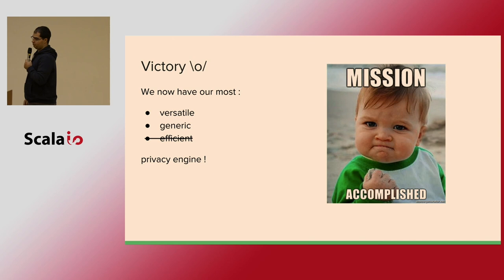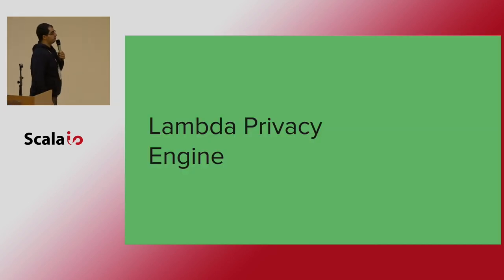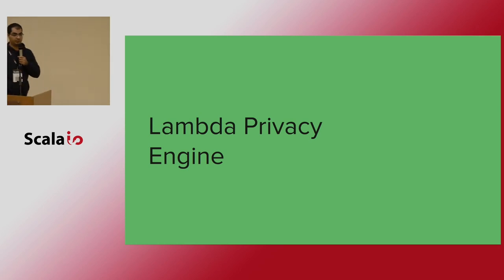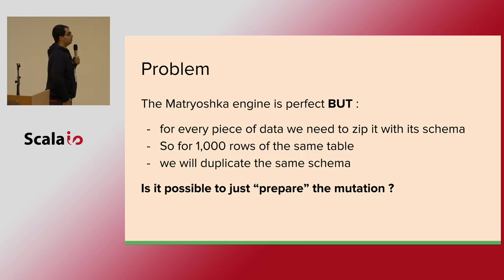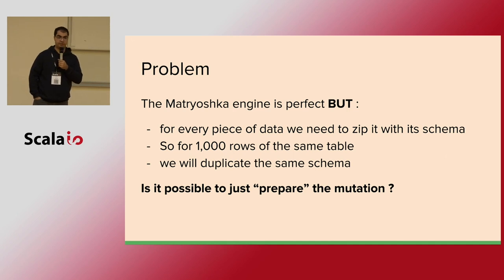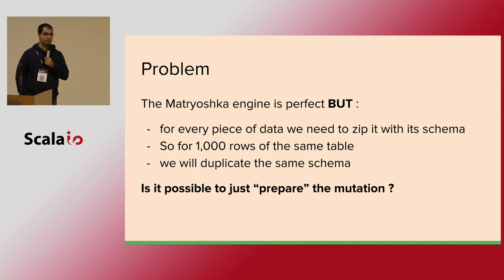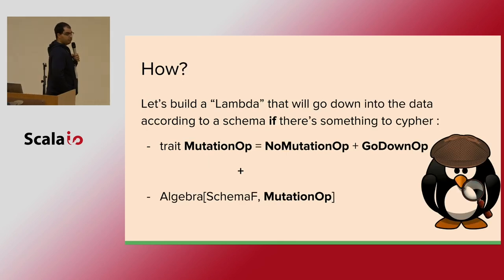Why isn't it efficient? Well, first of all, we are going to see that in our next engine, which is called Lambda. We don't have that much imagination for the name, sorry. The Matryoshka engine is perfect, but for every piece of data, we need to zip it with its schema. It looked like the most simplistic, most naive approach, and it is, because for 1,000 rows of the same table, we will duplicate the same schema for each element. Is it just possible to prepare this kind of mutation? I mean, I can just look at the schema and define what to do. Yeah, we can try that.